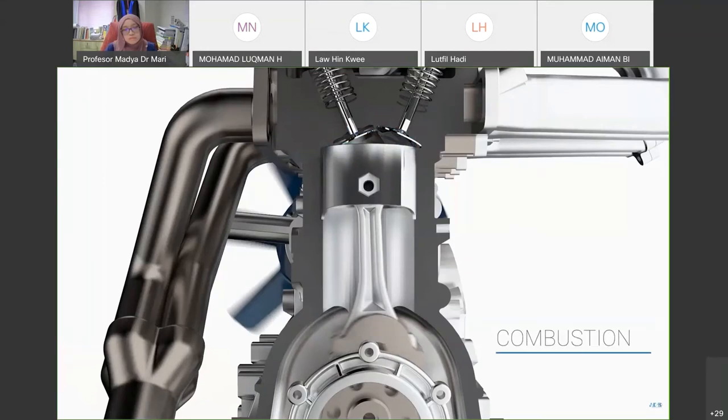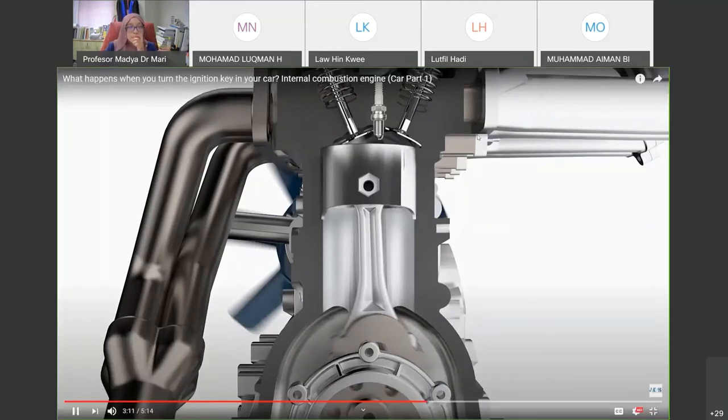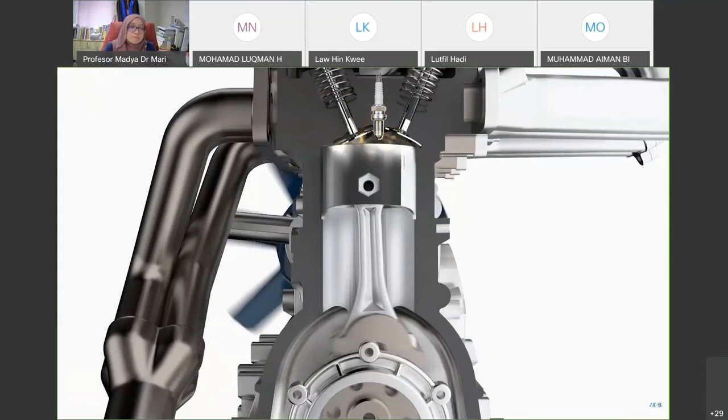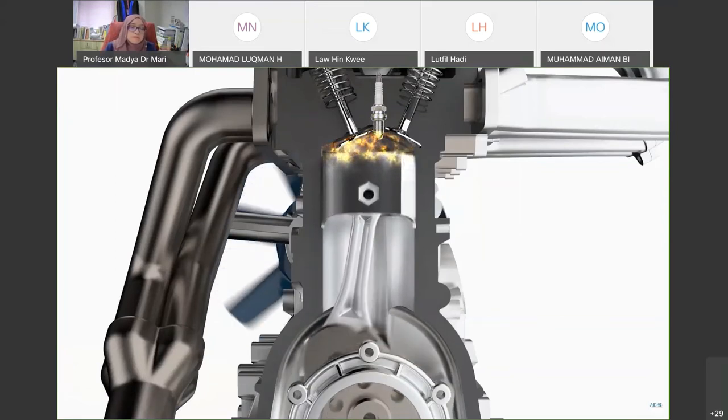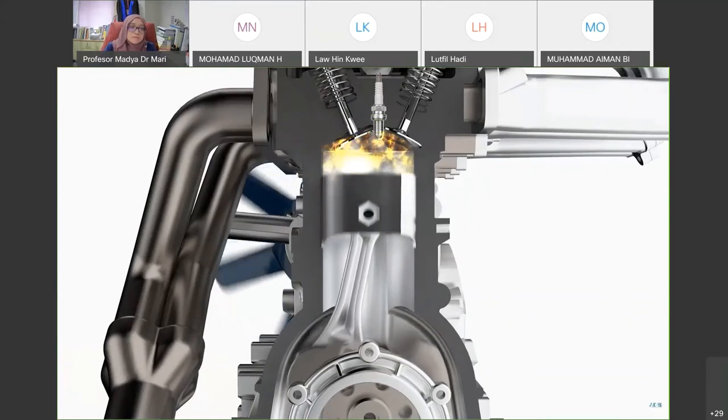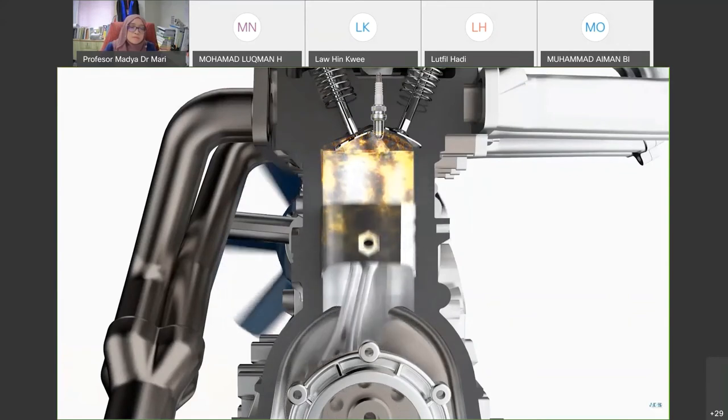Third stroke, combustion and expansion. At the top of the compression stroke, the spark plug fires, igniting the compressed air-fuel mixture. This causes an explosion. As the fuel burns, it expands, increasing the pressure inside the cylinder and driving the piston downward, creating the twist that rotates the crankshaft, which will convert the energy of the explosion into rotary motion.